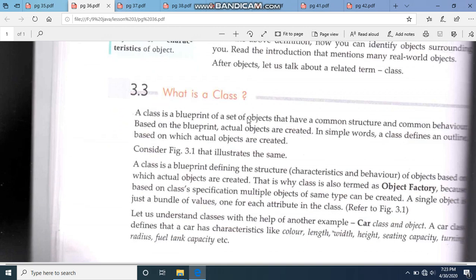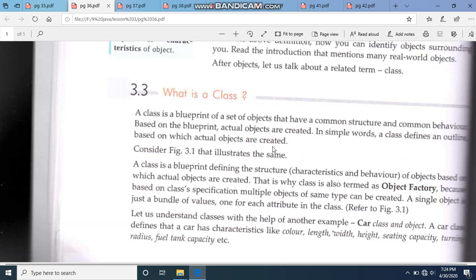Now, what is a blueprint? Many children ask me this question, ma'am, what is a blueprint? A blueprint is abstract. It's a virtual thing. You cannot touch it, right? So underline, what is a class? A class is a blueprint of a set of objects that have common structure and common behavior. And based on the blueprint, actual objects are created. In simple words, a class defines an outline based on which actual objects are created.